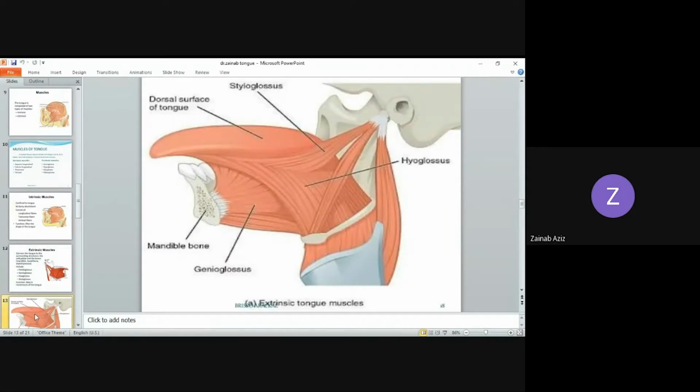So as you see in the pictures, this flat muscle is called hyoglossus, which is attached to the hyoid bone. This is the hyoid bone, and all of them insert into the tongue. Styloglossus is from the styloid process. And genioglossus is from the mental tubercle of the mandible. Genial means chin. So the genioglossus is from the chin to the glossus.